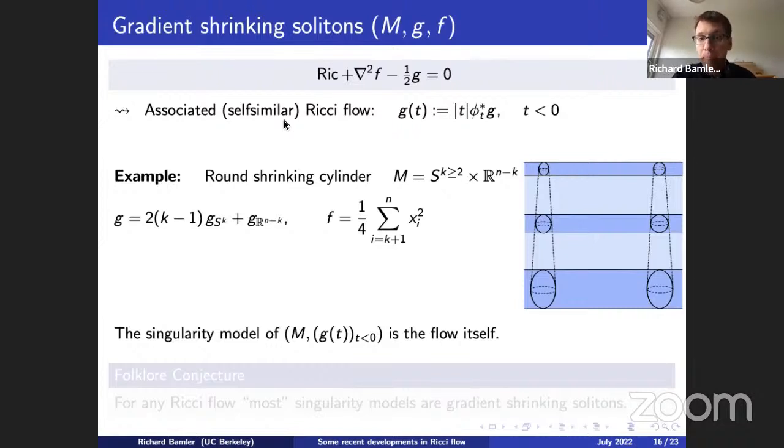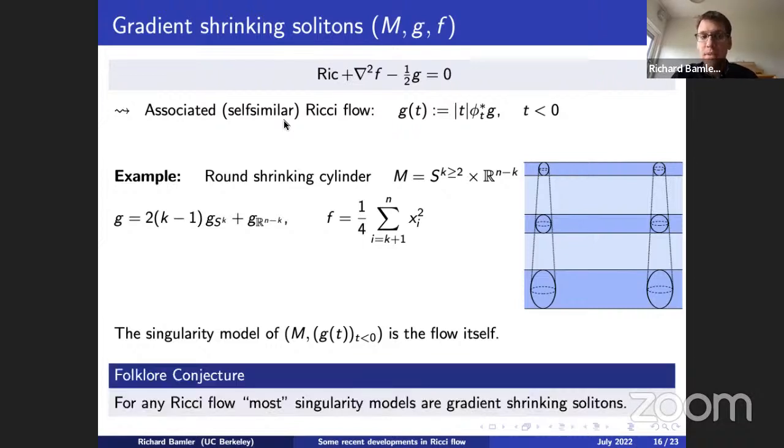And then vice versa, there has been a long-standing conjecture that somehow the opposite should be true in a certain sense. So in a certain sense, for any Ricci flow, if it becomes singular, most singularity models are given by gradient shrinking solitons. I call this the Folklore conjecture, but this has been implicit in work by Hamilton from the 90s, and some similar statements are true for other flows, such as the mean curvature flow. So this is a very reasonable thing to expect.